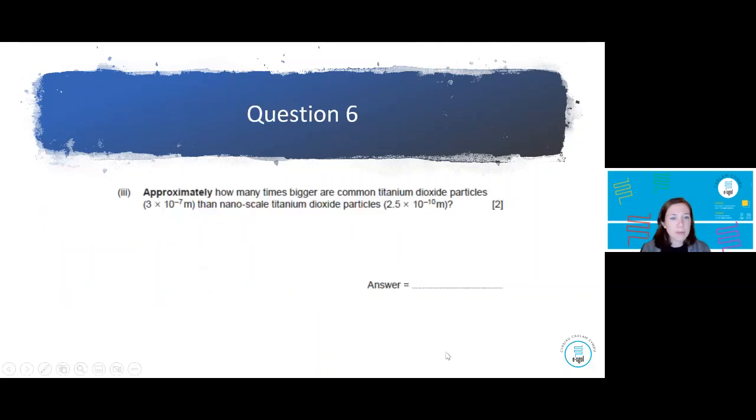So question 6, a little bit of maths for you now. Approximately how many times bigger are common titanium dioxide particles than nanoscale titanium dioxide particles? Okay, just giving you the size of those particles there. So the common titanium dioxide particles are 3 × 10⁻⁷ meters, and then nanoscale titanium dioxide particles, 2.5 × 10⁻¹⁰ meters. Okay, so how many times bigger are the common titanium dioxide particles? Show your workings out if you can, and let's see if you can come up with an answer. Off you go.